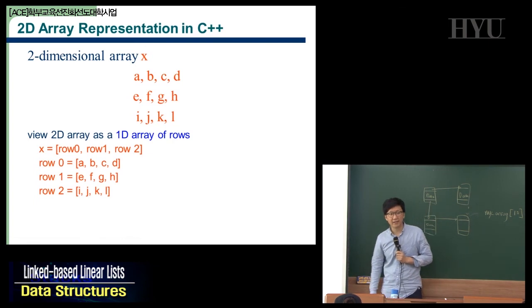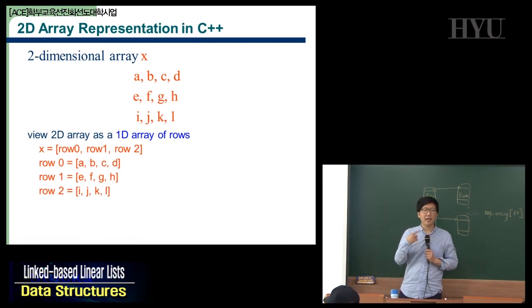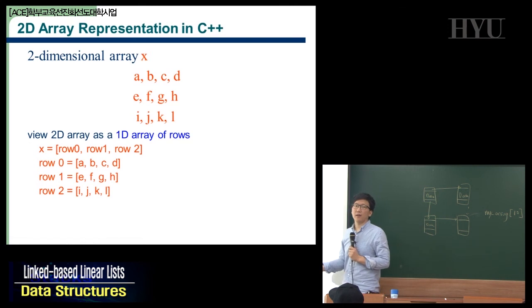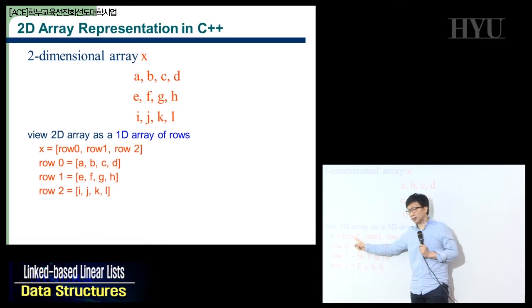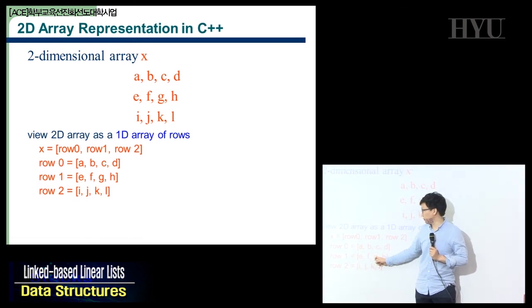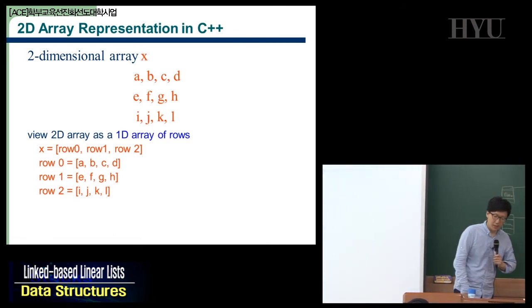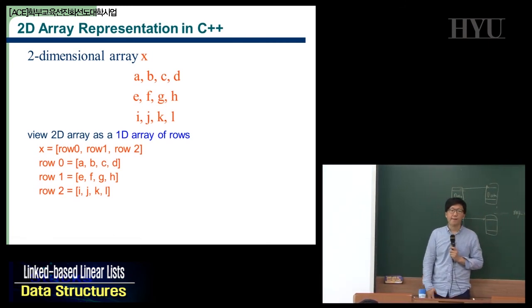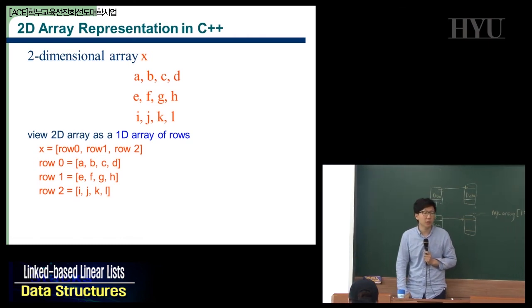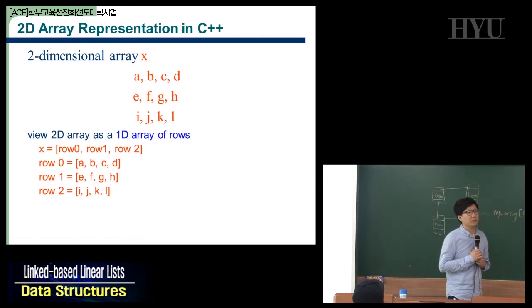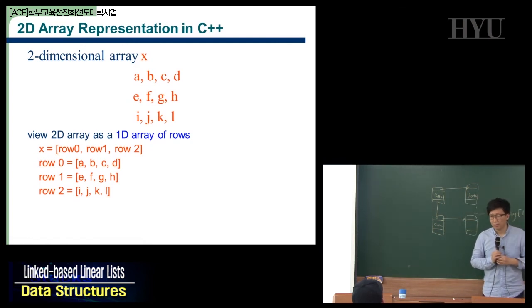So there is array X. Array X has elements of another array. Okay, so it's an array of arrays. X is a big array having 3 elements, but each element is another array. So row 0 has A, B, C, D. Row 1 has E, F, G, H, I, J, K, L. That's how you represent a 2-dimensional array in C++ or C. It doesn't really matter. So it kind of makes sense, right? Kind of makes sense.